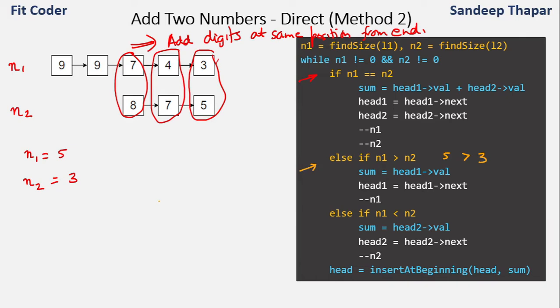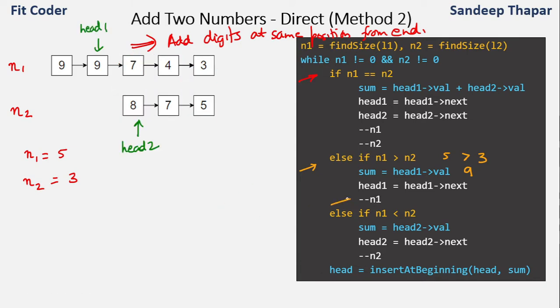So if n1 is longer, that means there is no corresponding node in n2. So the sum becomes the value of the n1 node. In this case, this is 9, and we move head1 to the next node. So head1 comes here, and then we decrement n1. So n1 becomes 4. And then we create a new linked list with the value 9, because sum is 9. So we create a new node with the value 9.